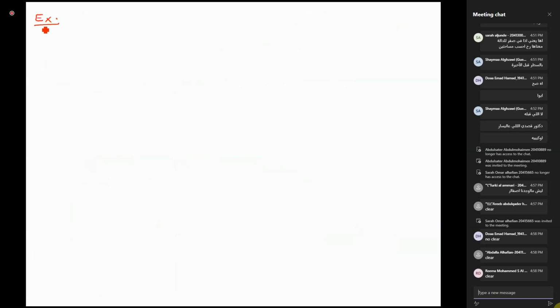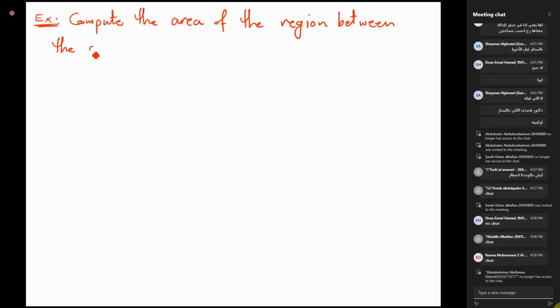Example on it. Compute the area of the region between the graph of y1 equal 4 minus x square and y2 equal x square minus 2x only, without from A to B or from x1 to x2.